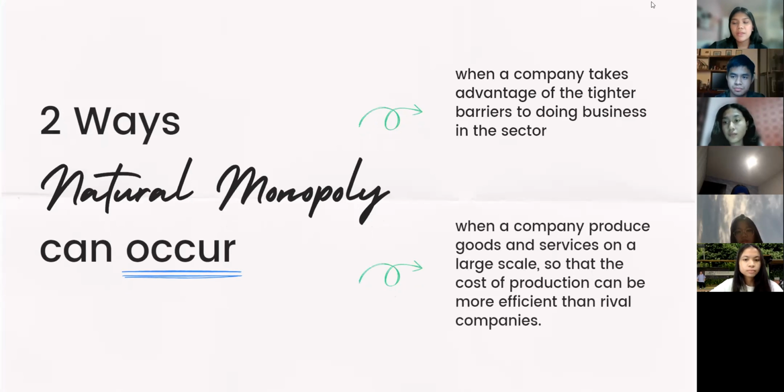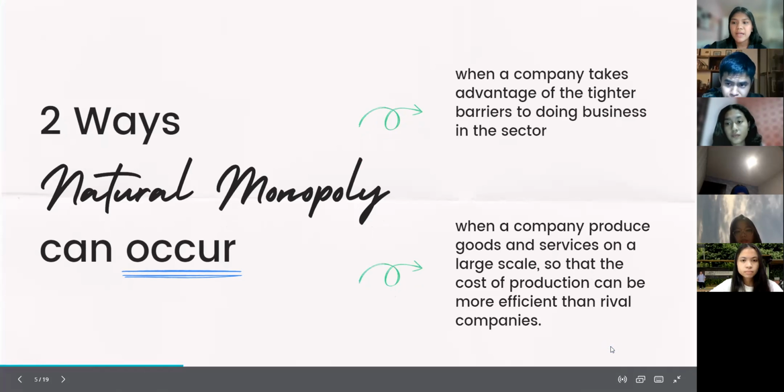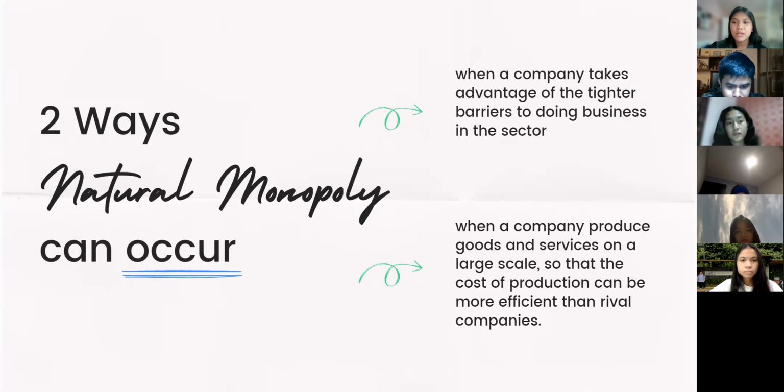Now, natural monopoly occurs in two ways. First is when a company takes advantage of the tight barriers to doing business in the sector, because the tighter the barriers to doing business, the competitors of the company must have a large capital to beat the existing monopoly company. The second way is by producing goods and services on a large scale, so that the cost of production can be more efficient than the opposing company. Low production costs will certainly make the selling price cheaper, so that many people buy their products.